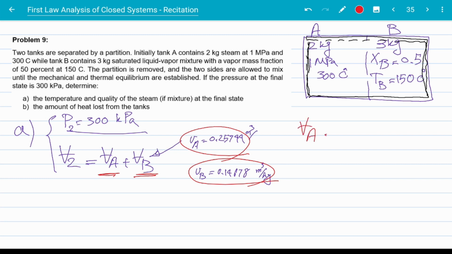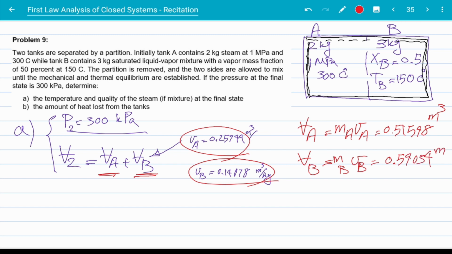I can find the volumes right now. Okay, volume A is mass of A times the specific volume of A, which is 2 kilograms times v_A, gives us 0.51598 meters cubed. Volume of tank B is mass of tank B times the specific volume of B, which gives us 0.59034 meters cubed. Volume 2 is volume A plus volume B. So volume 2 is the sum of these two numbers, which is 1.10632 meters cubed.